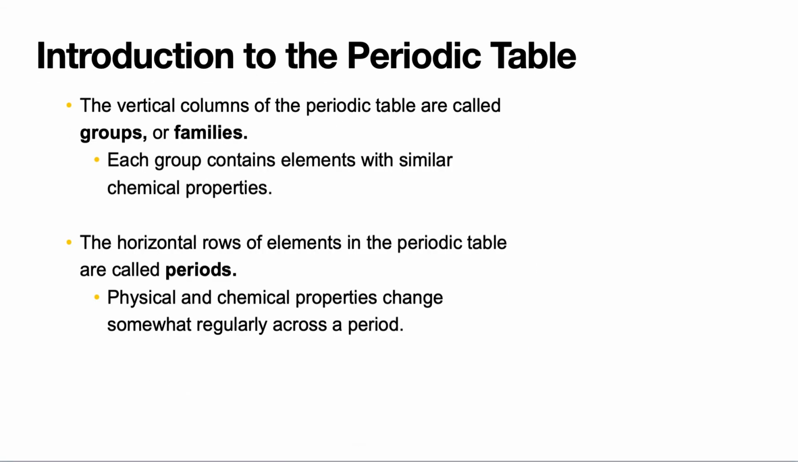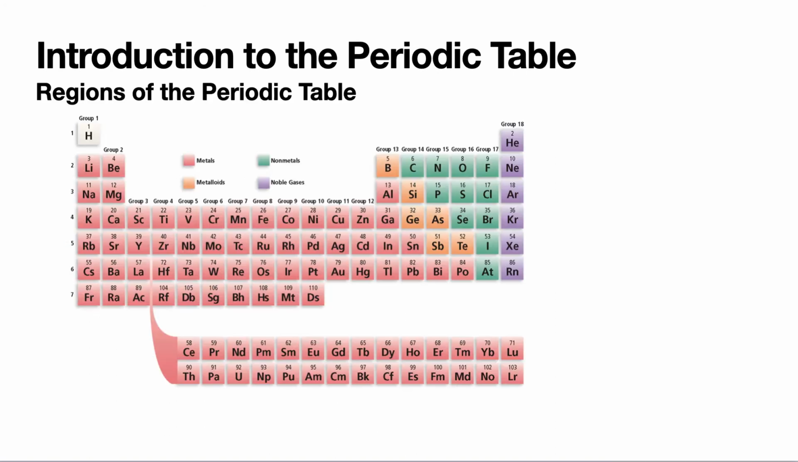So the horizontal rows of elements in the periodic table are called periods. Physical and chemical properties change somewhat regularly across a period. So once again, let's go back here, and we can see, right, horizontal rows. These are periods.